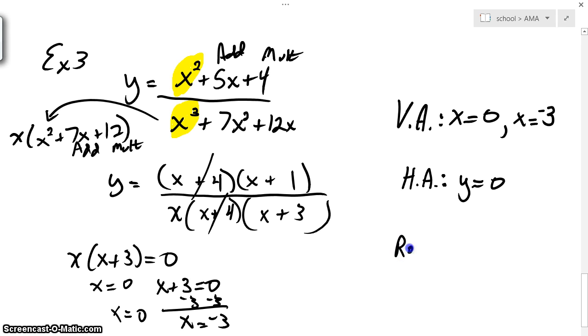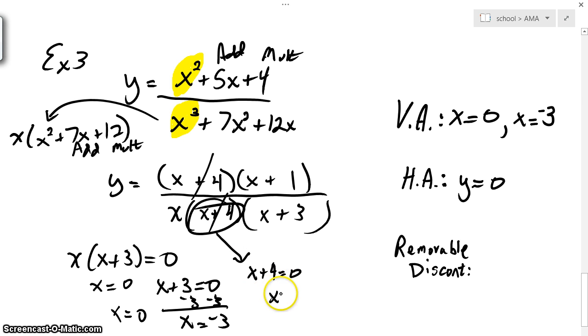There is this other issue though. You can say, what on earth is going on with that x plus 4? And we have what's known as a removable discontinuity, also known as a hole. Now of course you look down here and you'd think, now wait a minute, x plus 4, if I set that equal to 0, wouldn't I get x equals negative 4? It's very tempting to think that we're going to have x equals negative 4 for a vertical asymptote.